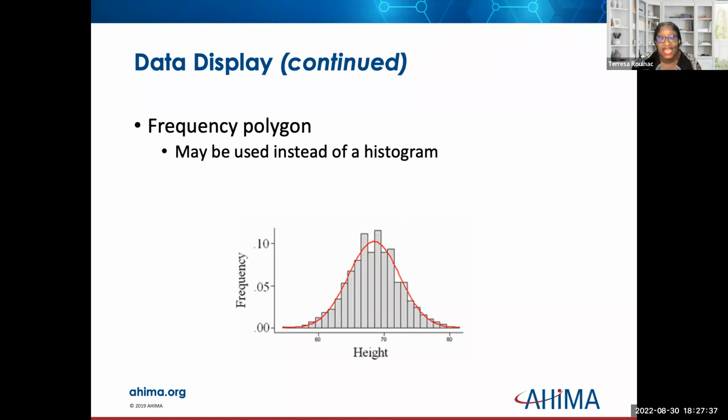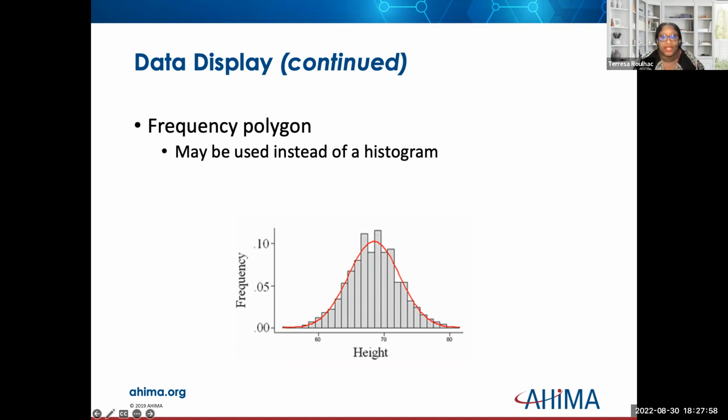Now, the advantage is that several can be placed on the same graph to make comparisons. It uses the same axis as the histogram. That is, the X displays the scale of the variable, all right? This is going to be your variable. And the Y displays the frequency.